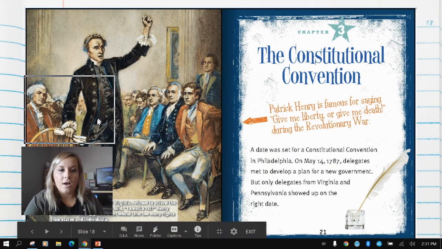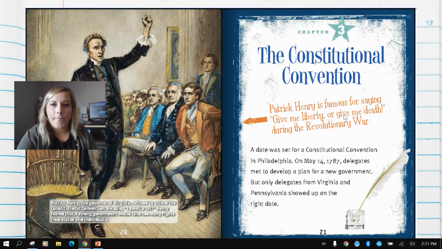Chapter 3, the Constitutional Convention. A date was set for a constitutional convention in Philadelphia. On May 14, 1787, delegates met to develop a plan for a new government. But only delegates from Virginia and Pennsylvania showed up on the right date.